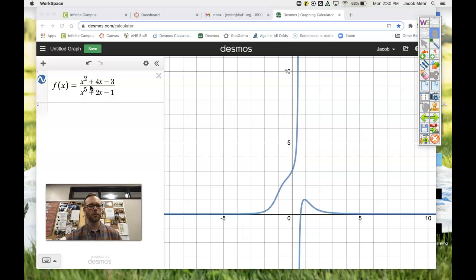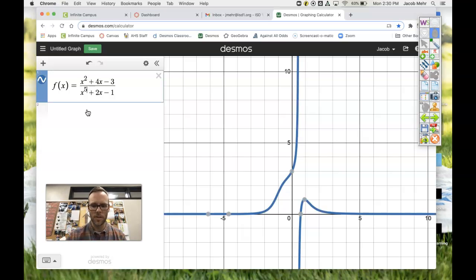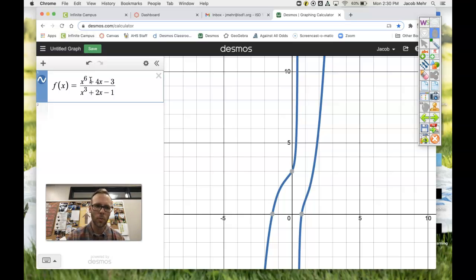So let's keep checking those. Like if this was a third degree, it still has a horizontal asymptote of 0. The denominator is still winning this one. Okay? But if the denominator is a 3 and the numerator was a 6, the numerator is going to get bigger faster, and it's going to go off to infinity.